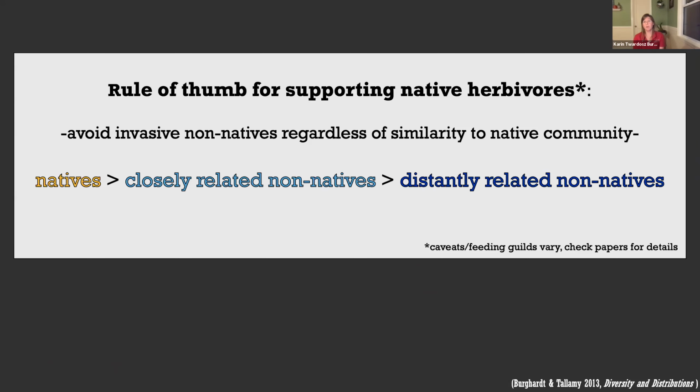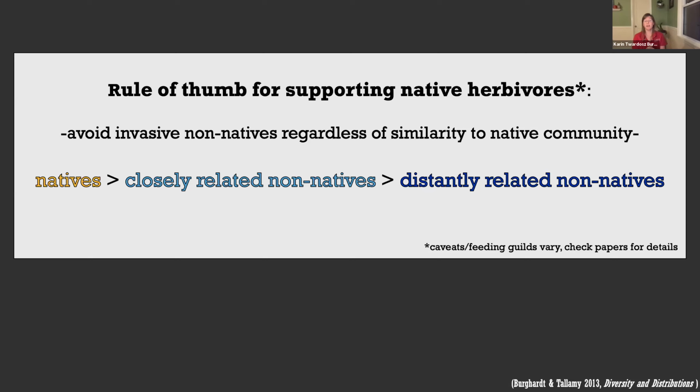So the rule of thumb that I would say here, if you want to support native herbivores, is to first of all avoid invasive non-natives, regardless of similarity to native community. This is simply because these actually replace plants in other habitats and can escape your yard. But if we want a hierarchy, natives are doing the best job of supporting these herbivores. Closely related natives are worse, but are still better than these distantly related non-natives. So if you have to choose, a Prunus serrulata over an Elaeagnus umbellata.